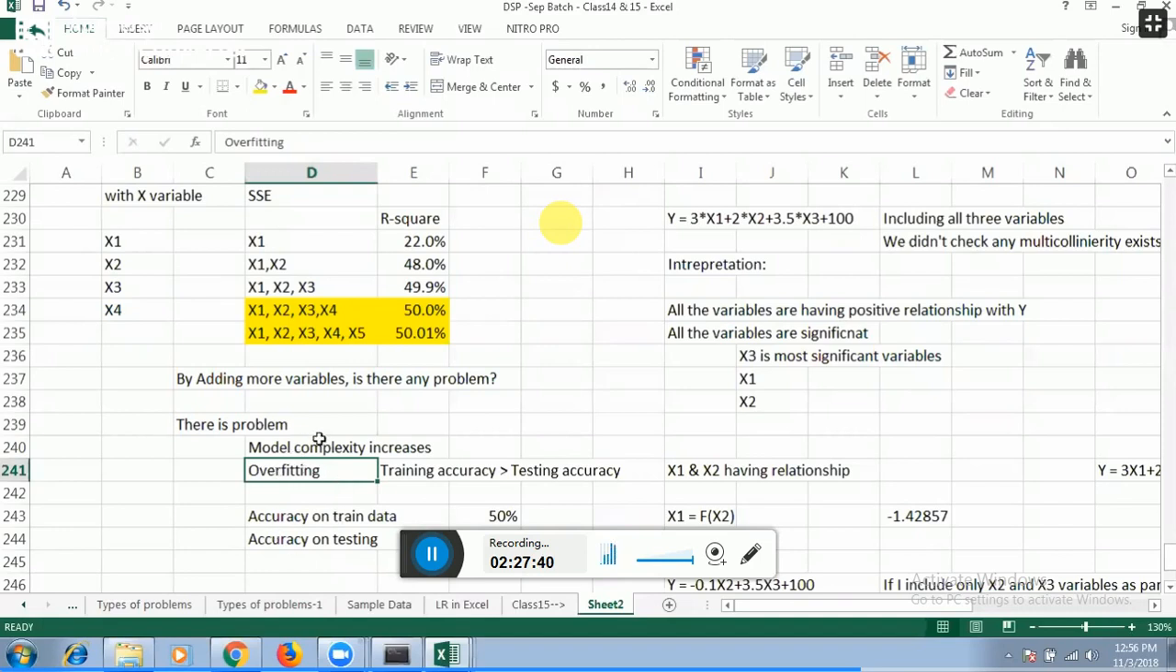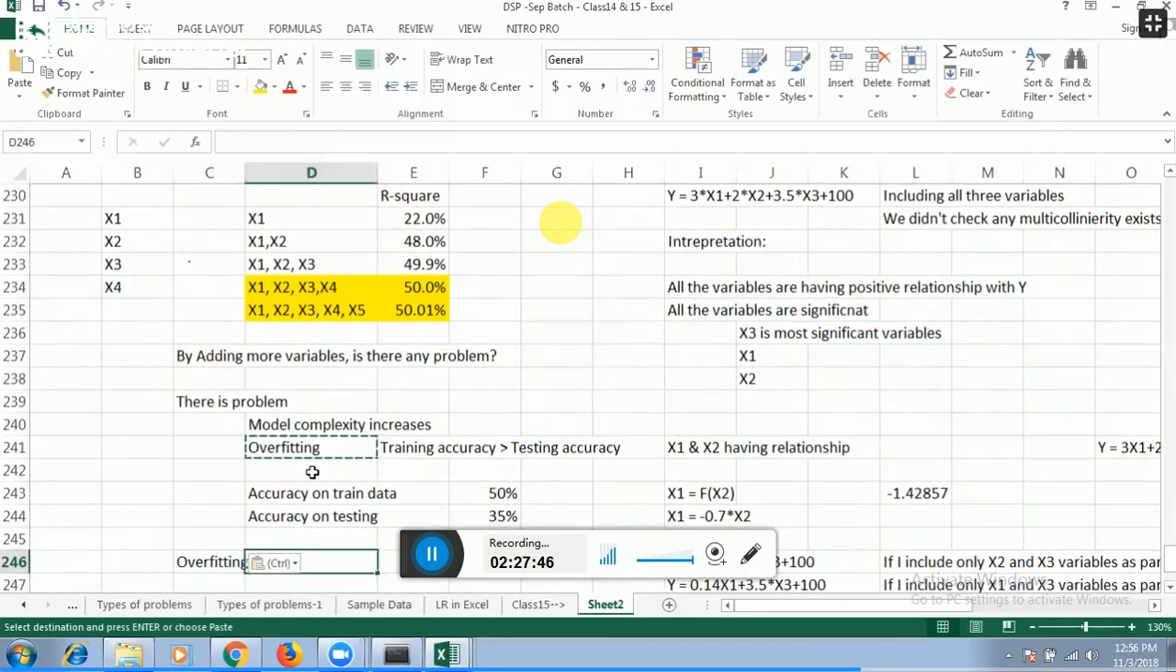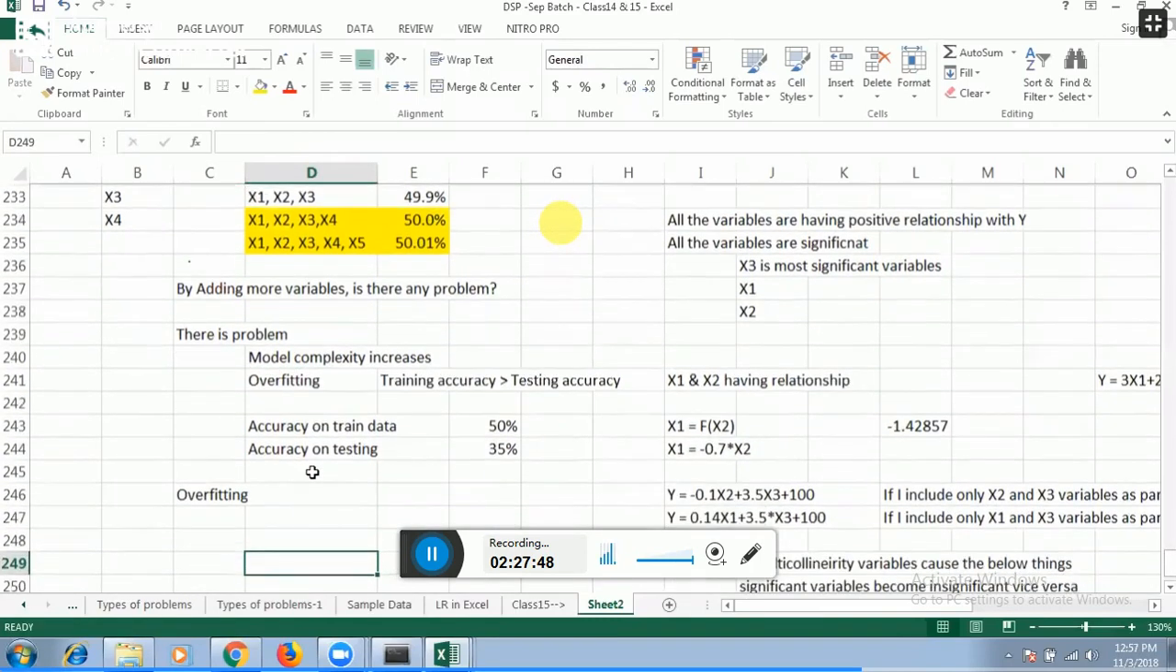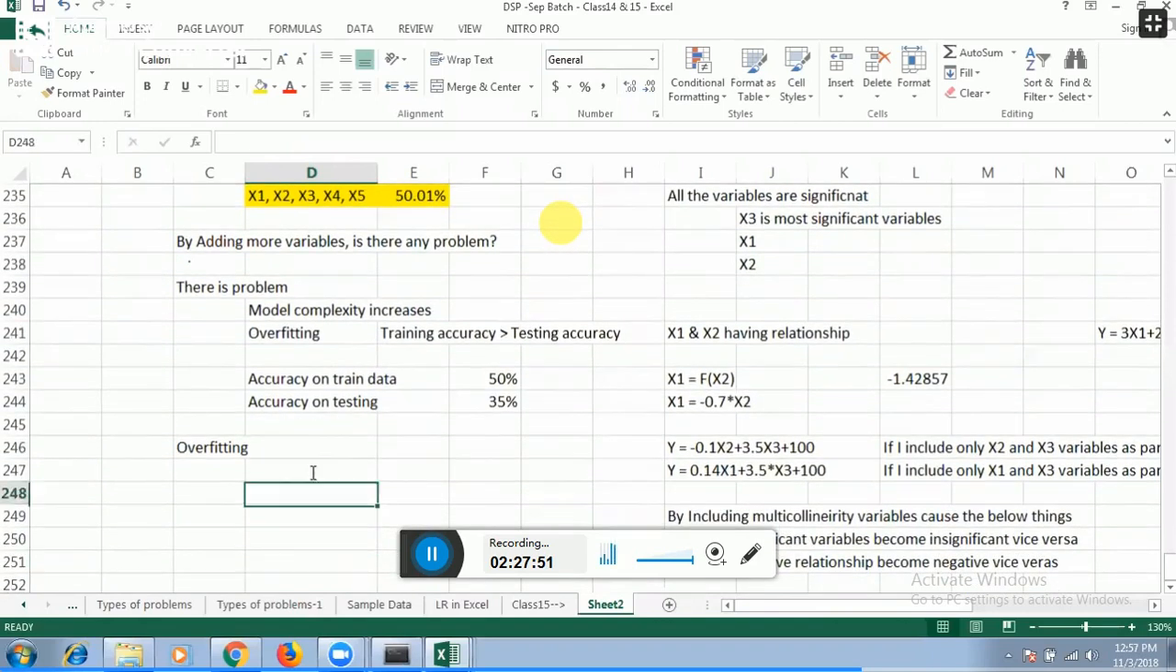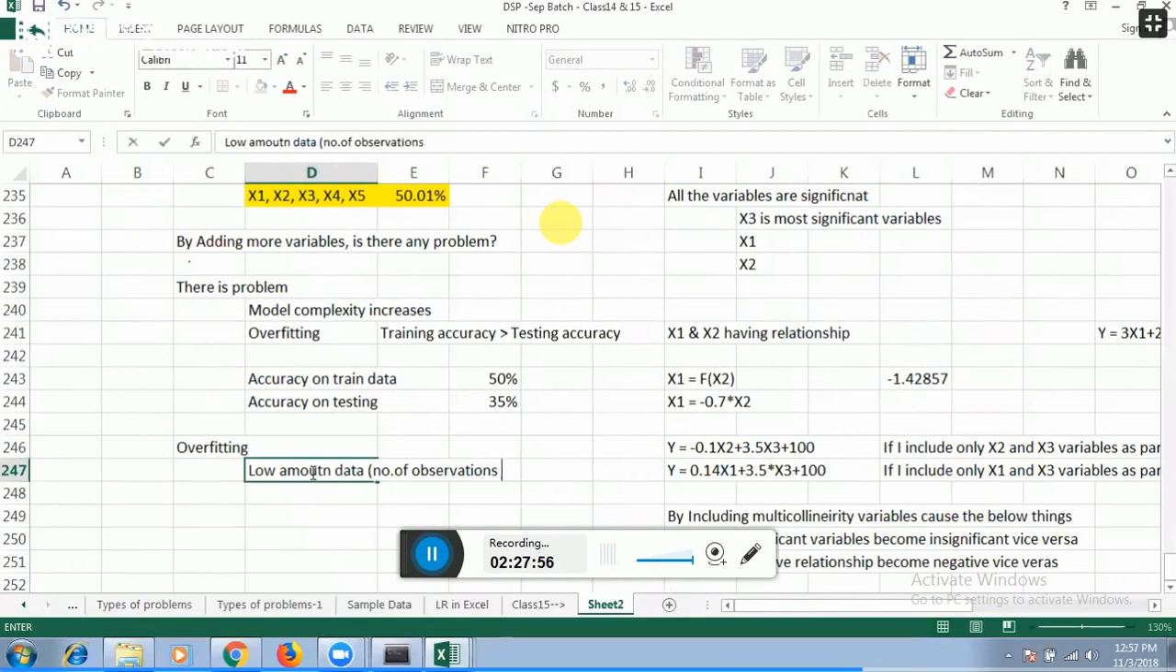You will get this problem due to multiple reasons. Okay, the overfitting problem, you may get it with multiple reasons. One reason could be a low amount of data, that means the number of observations is low. This can be one possible reason. The other possible reason is having more variables, that means some unnecessary variables included in the model. This can be one reason.